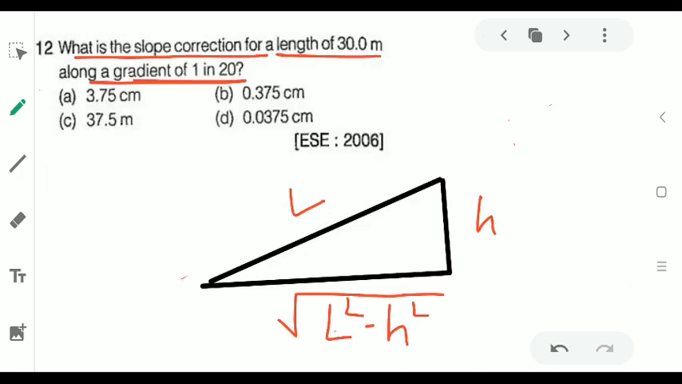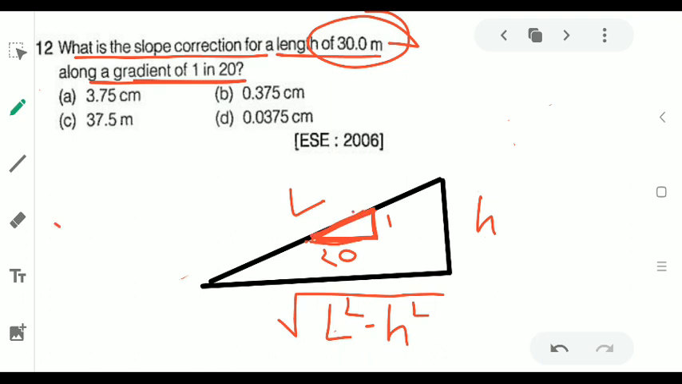So this value of L is already given to you, that is 30 meter length. Now this gradient is of 1 in 20. That means if you are moving 20 distance horizontally, then you are getting up by 1. So that means if we find the corresponding value of the slope, that will be equal to 30 meter.